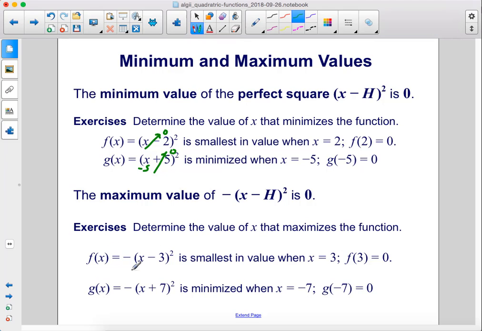So f of x equals negative (x minus 3) squared is maximized when x equals 3. If you plug 3 in here, this becomes 0. Therefore, f of 3 equals 0. g of x equals negative (x plus 7) squared is maximized when x equals negative 7. If we plug negative 7 into this function, this turns to 0 and it is maximized.